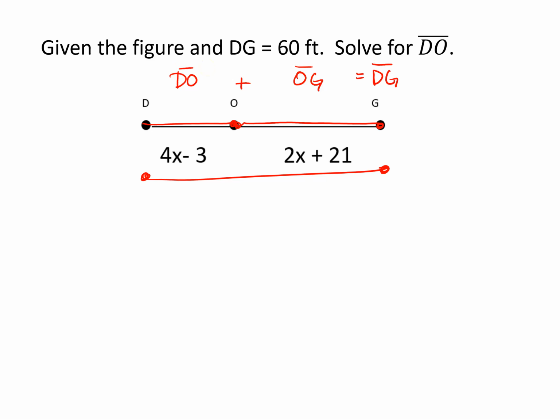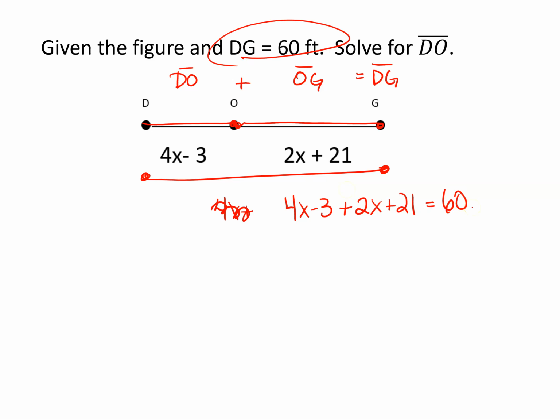If we had equations, then you could say that DO plus OG is equal to the whole thing, DG. In this problem, DG was 60. And you could continue to solve that for the variable to find out the actual length of DO. Okay, I'm not going to take time to do that now.